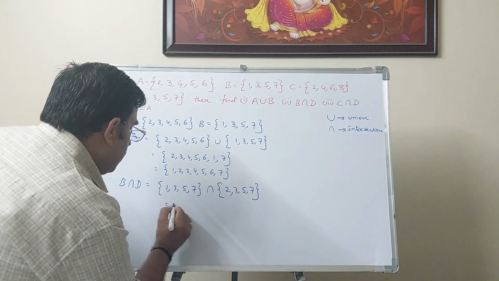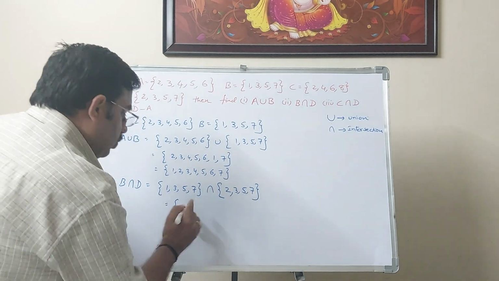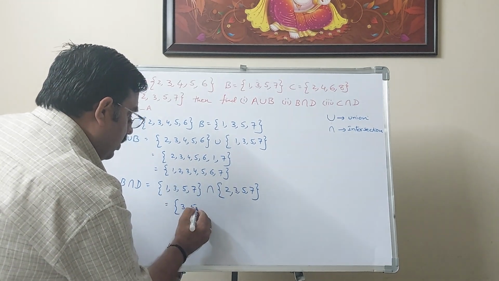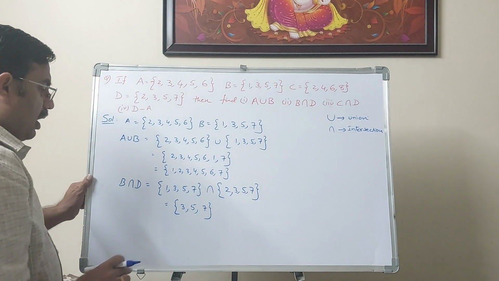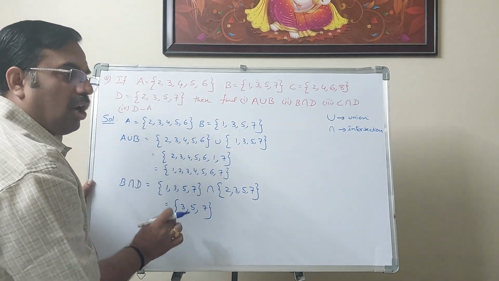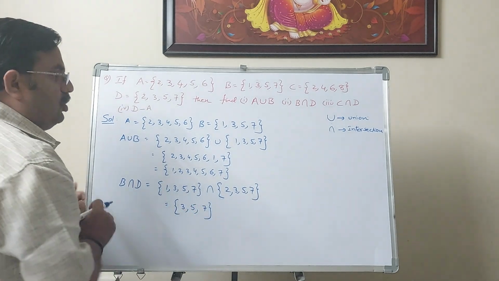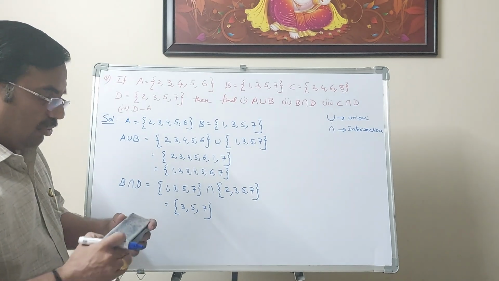So what are the common elements available here? 1 is not available here. 3 is available, so 3 is one element. 5 is available. 7 is also available. That's all. Intersection means you have to write only the common elements of both these sets: {3, 5, 7}. This is the answer for this question. Next one, pause the video to note it down.